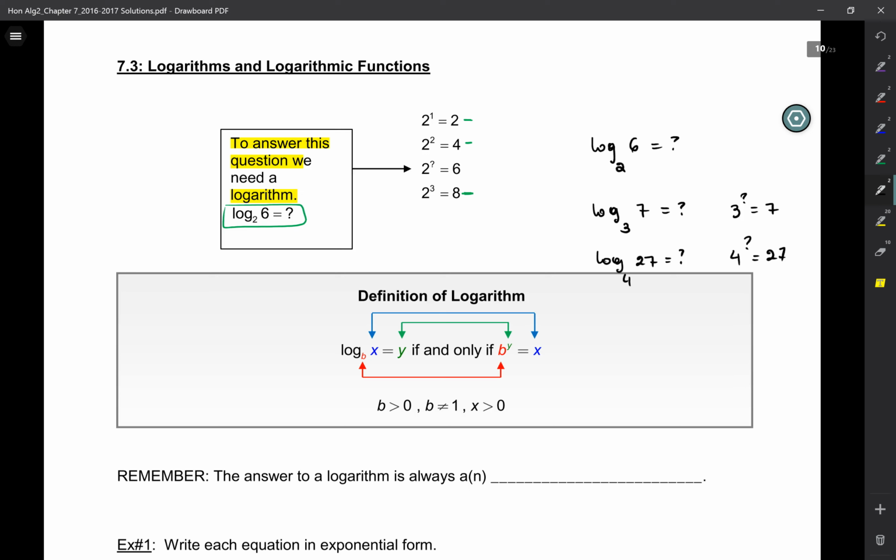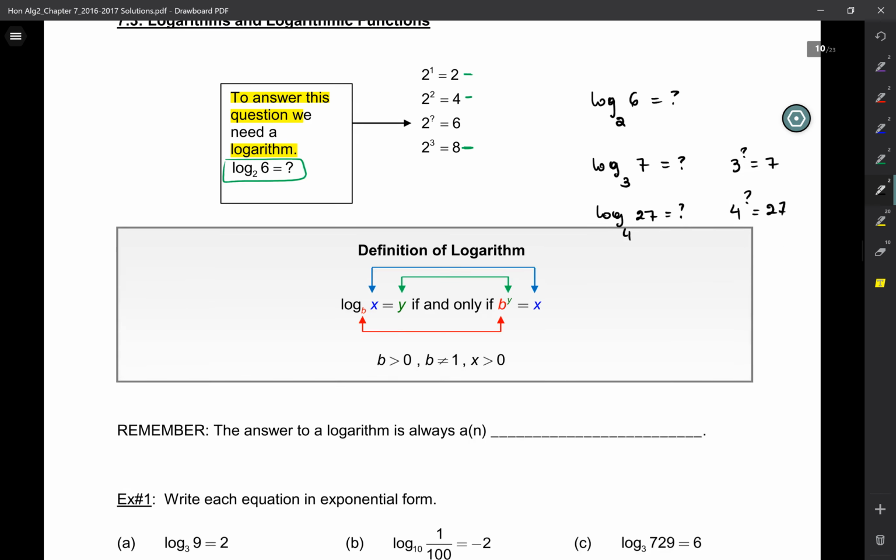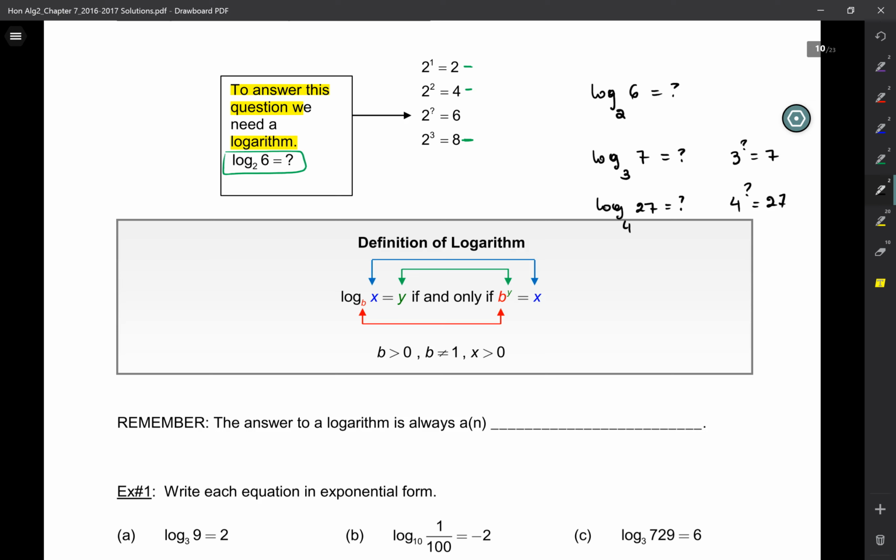So this question mark then stands for what? It stands for an exponent. This question mark stands for an exponent. So if you were walking down the street and somebody tapped you on the shoulder and said, hey, what's the answer to a logarithm? What would you say? Exponent. That's what a logarithm is. A logarithm is an exponent. If you remember that, you will have such an easy time in life. Just remember that a logarithm is just an exponent.